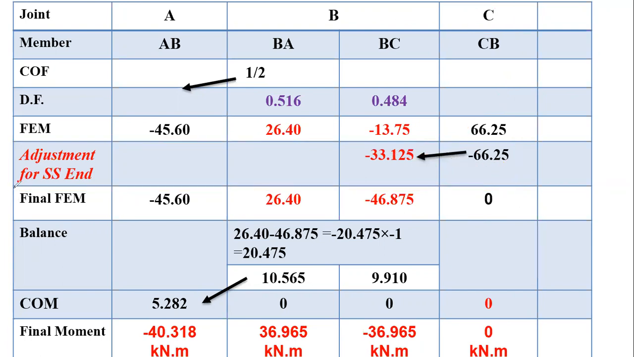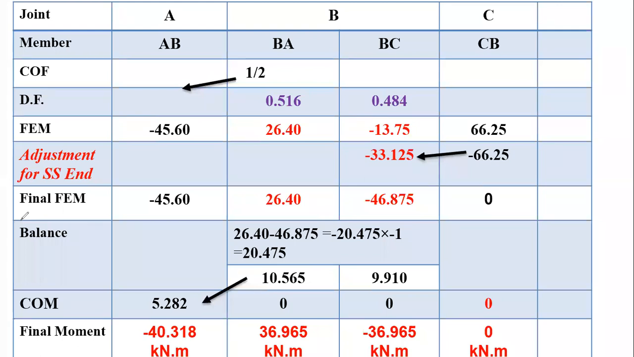Next, consider the final fixed end moment. For M bar AB it will be the same, and for BA it will be the same as it is. For BC it will be minus 13.75 plus minus 33.125, so the moment will be minus 46.875, and here MCB will be 0. That we have to achieve, so that's why we have made this adjustment. Now after the final fixed end moment, apply the cycles or the iterations.